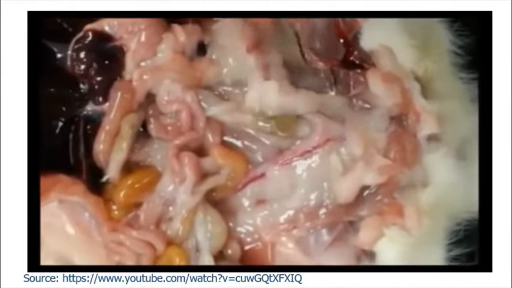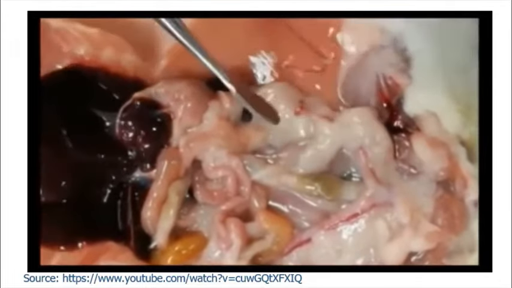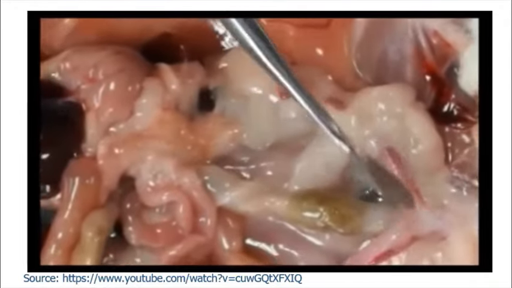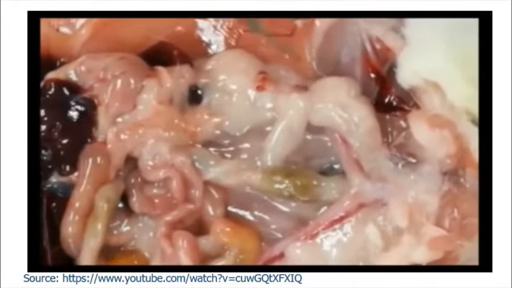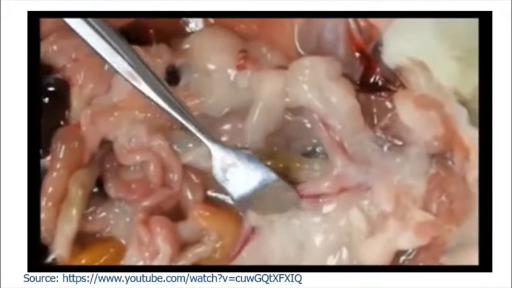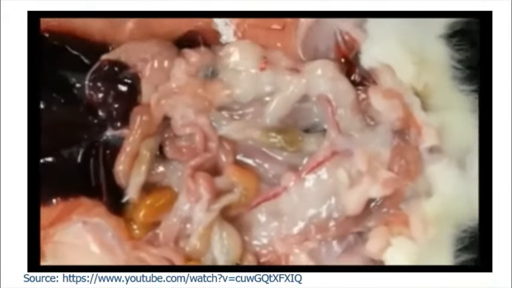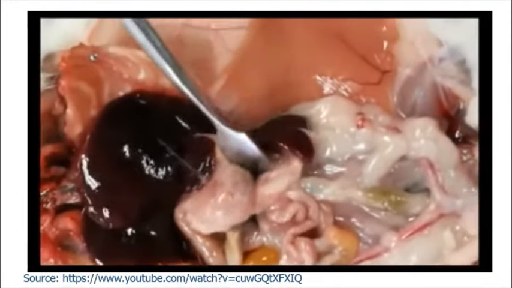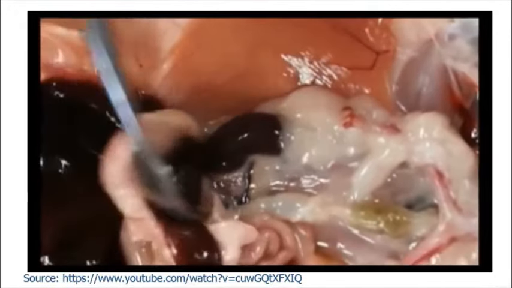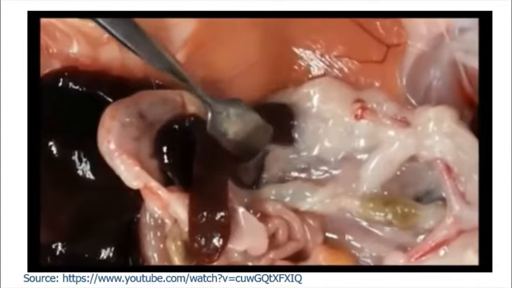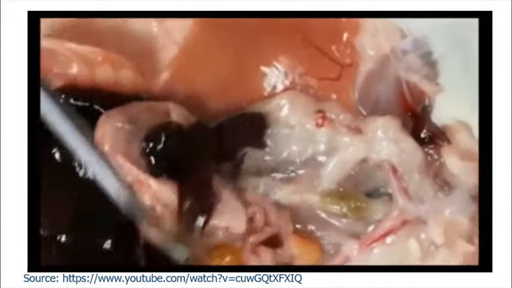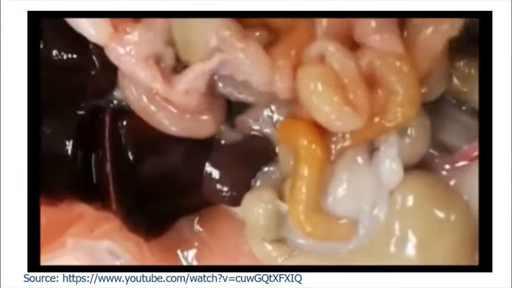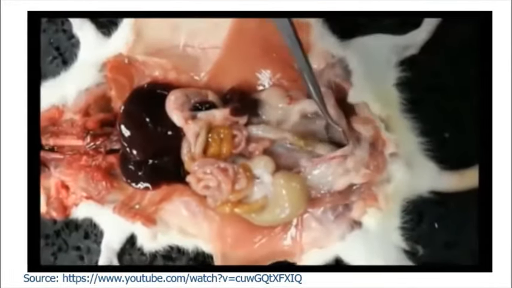And this one is the oviduct, connected to the ovary. This one is the oviduct and also the ovaries. This one is the ureter. This one is the uterus. And then the spleen. Over here is the spleen. And the kidney. A pair of kidneys, this side, and the other side, this one is the kidney. You can see here. That's all.